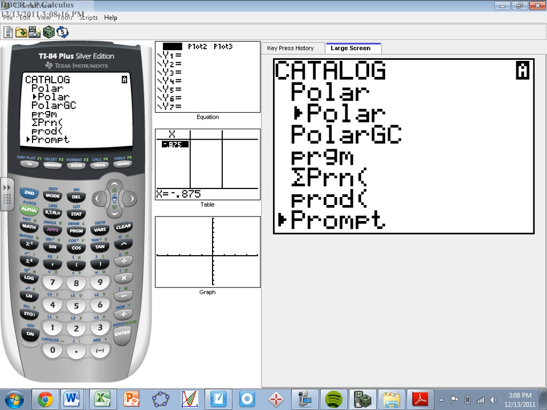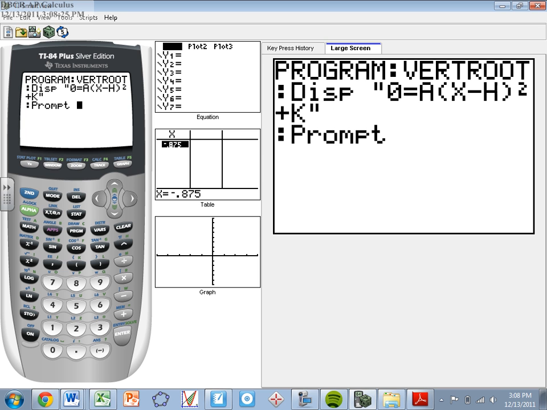Okay, it's all the way down for a little while for prompts. Now, I don't care about A, B, and C anymore. I care about A, H, and K. So, I need to say alpha A, comma, alpha H, comma, alpha K.